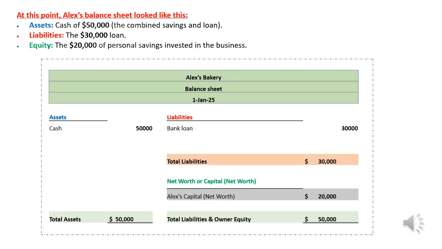At this point, Alex's balance sheet showed $50,000 in assets, including cash and the bank loan. Liabilities amounted to $30,000, and equity was $20,000, representing Alex's personal investment in the business.